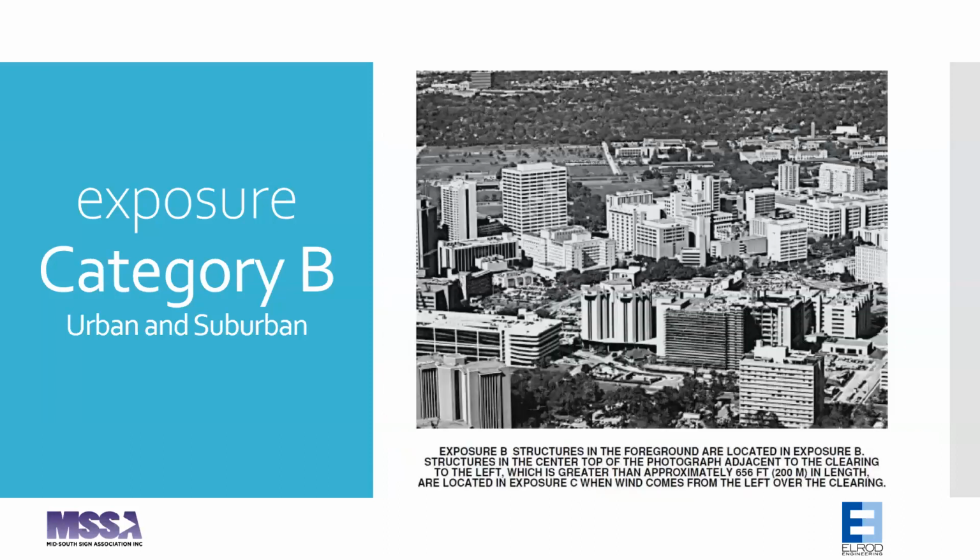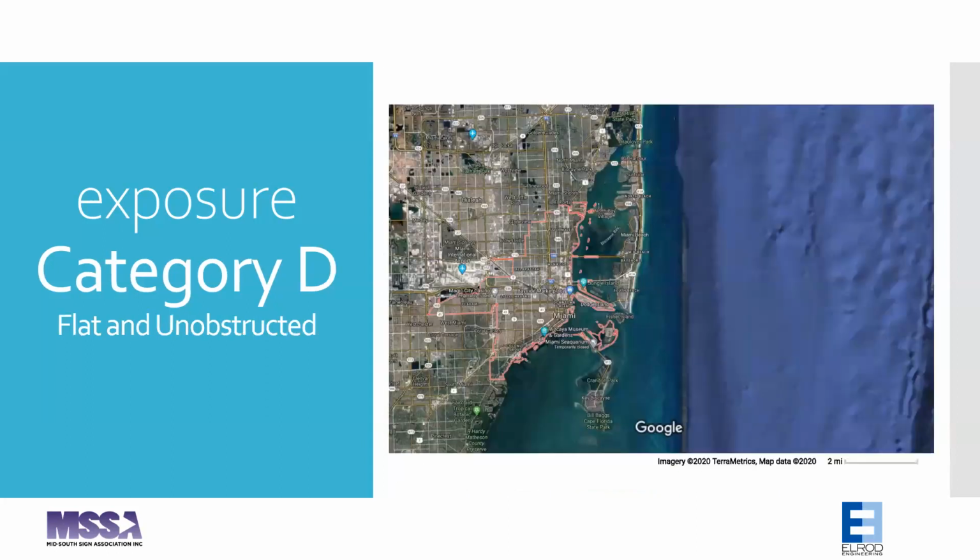This is another example of exposure category B. Again, bigger buildings, you're creating this turbulence, it's slowing down, so there's less force that's applied. Going the other direction, exposure category D actually results in an increase in the wind loads that are applied. It's basically located on the edge of a flat, unobstructed area.